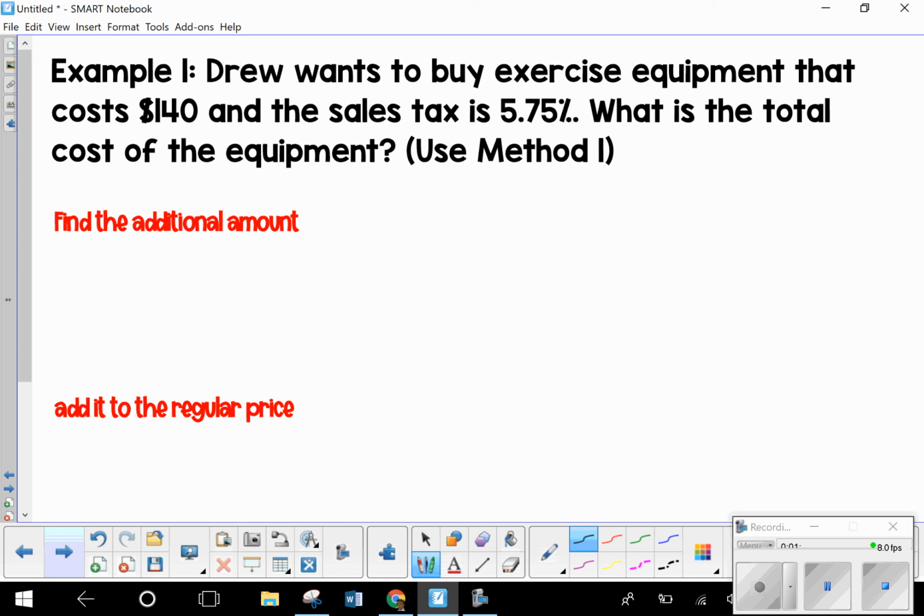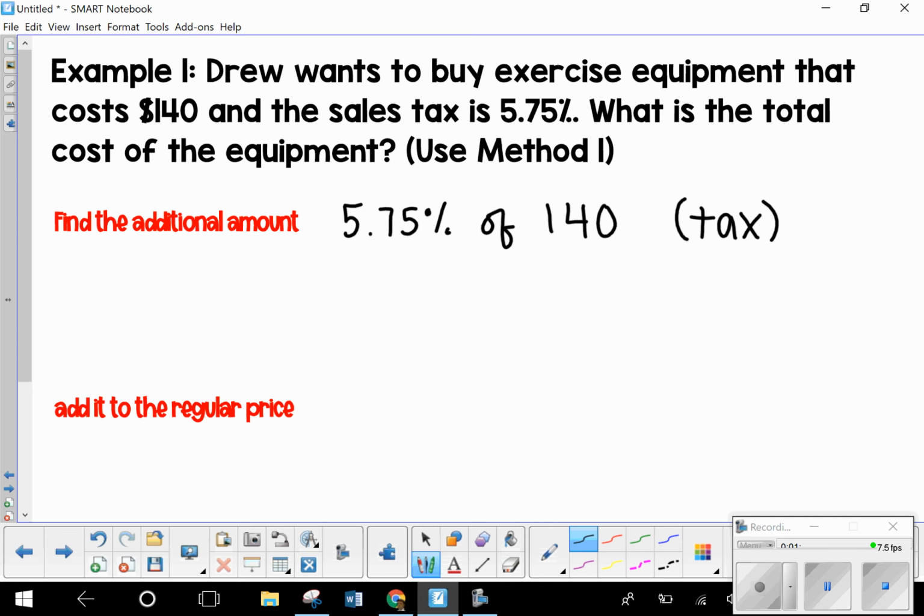Here's example 1. Drew wants to buy exercise equipment that costs $140. Add the sales tax, and the sales tax is 5.75%. What is the total cost of the equipment? Use method 1. We need to find the additional amount. The additional amount is 5.75% of $140. This is just our tax.